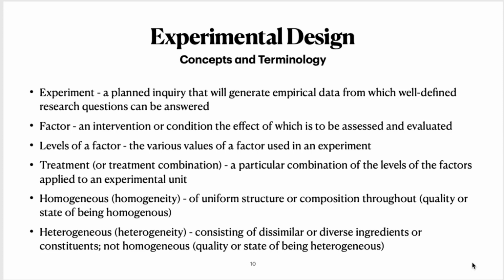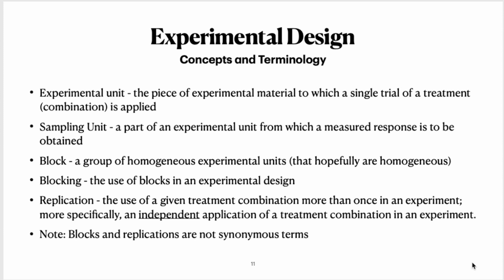We then also talk about, in the context of design, homogeneous or homogeneity. When we talk about homogeneous, we mean a uniform structure or composition throughout, homogeneity being the quality or state of being homogeneous. And then we also talk about heterogeneous, consisting of dissimilar or diverse ingredients or constituents. In other words, really the opposite of homogeneous. And then heterogeneity, the quality or state of being heterogeneous. And that comes up when we talk about things like blocking.